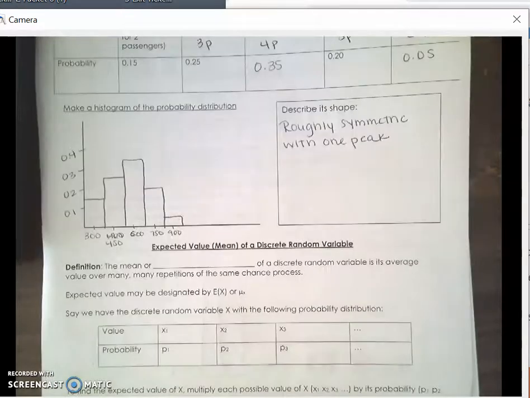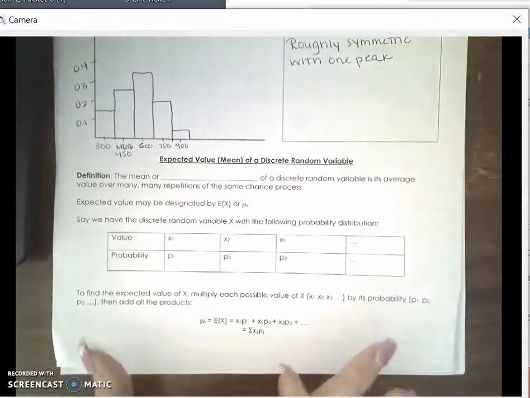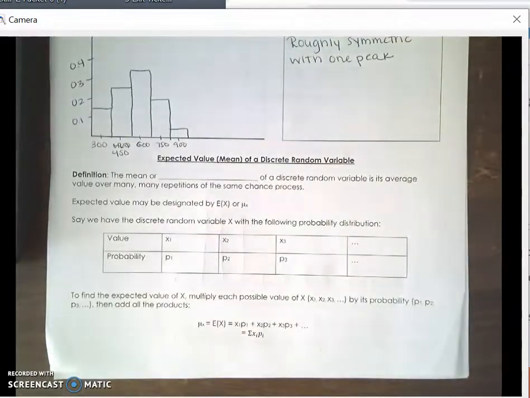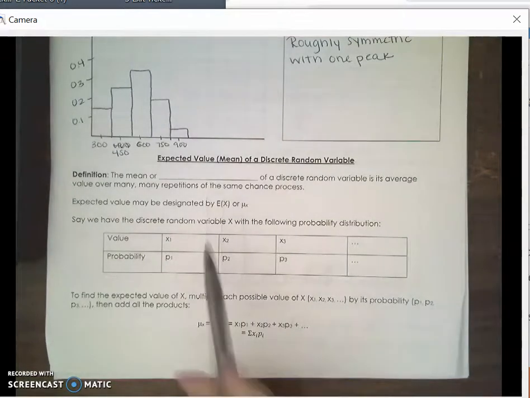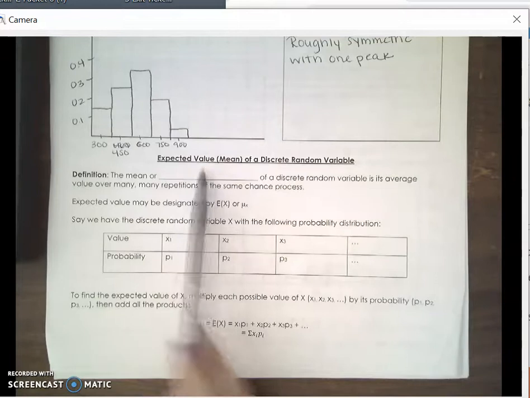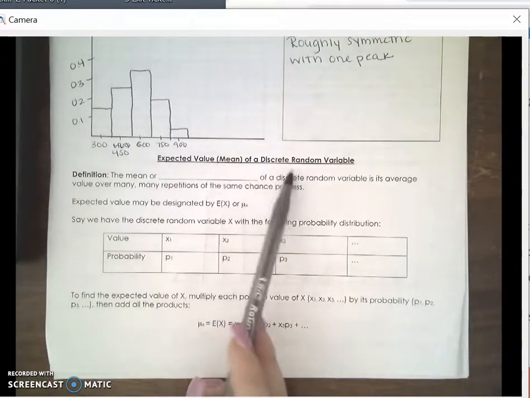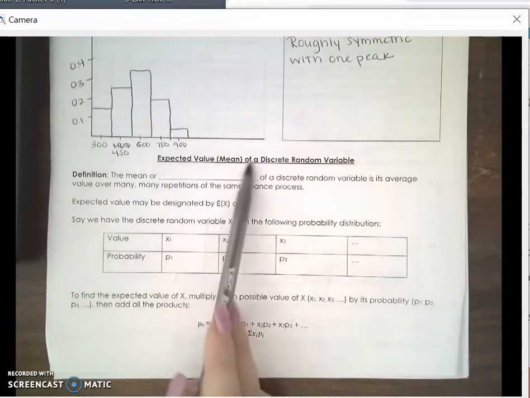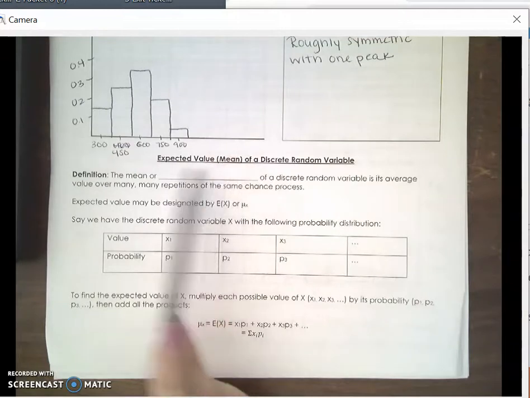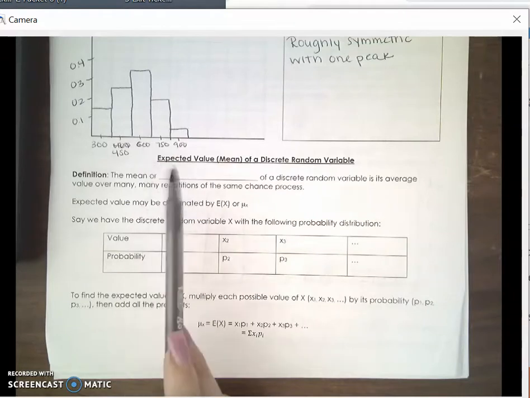Okay, so now that we've gotten some good practice describing histograms and making histograms, we are going to do one of the biggest calculations that we've done so far in this unit, and that's going to be the expected value or the mean of a discrete random variable. We've talked about mean before. You know mean is the same thing as average. But we are going to be talking about the expected value of a probability distribution.